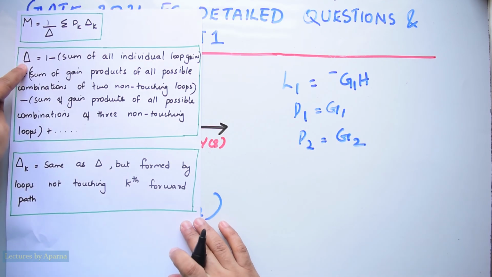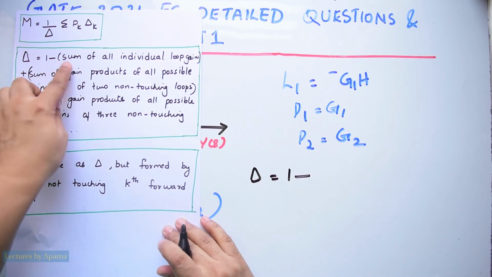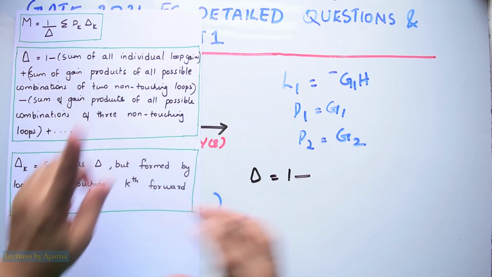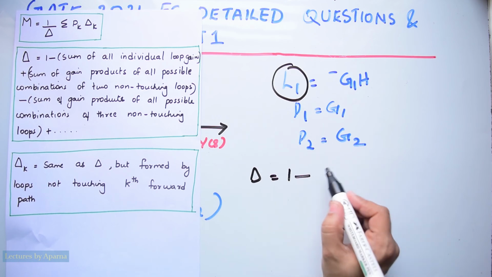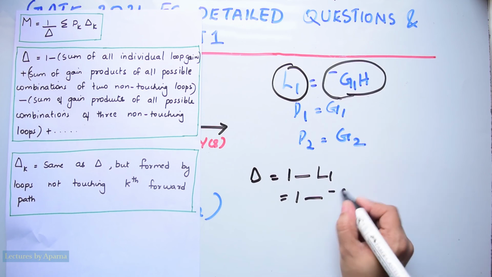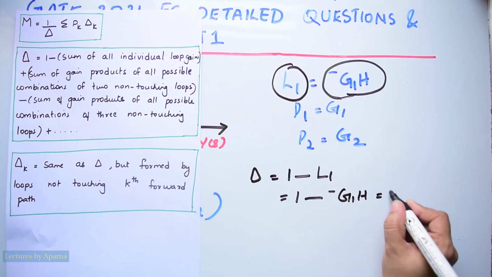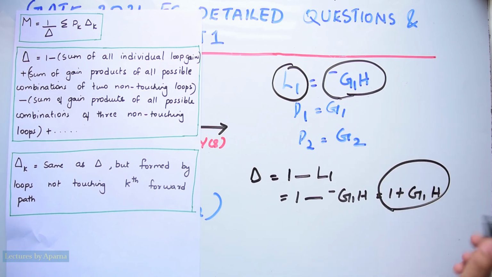Now we have to find delta. Delta is equal to 1 minus sum of all individual loop gains. There is only one loop here. So the loop gain is L1. So that will be equal to 1 minus of minus G1H, that will be equal to 1 plus G1H. This is the value of delta.